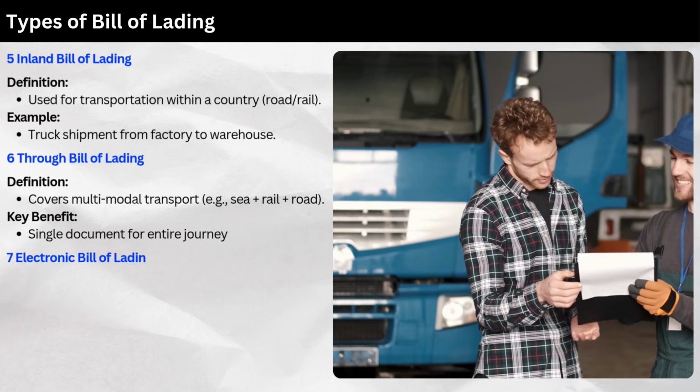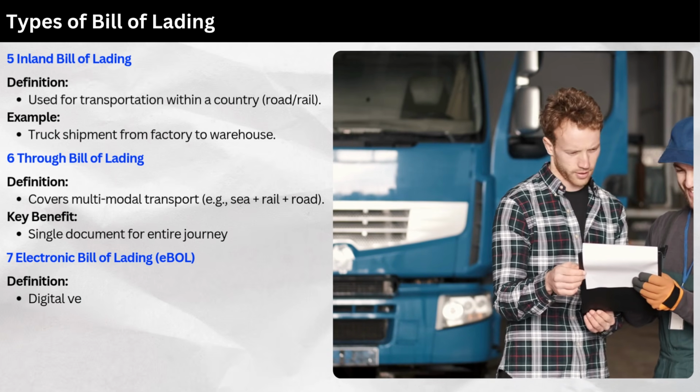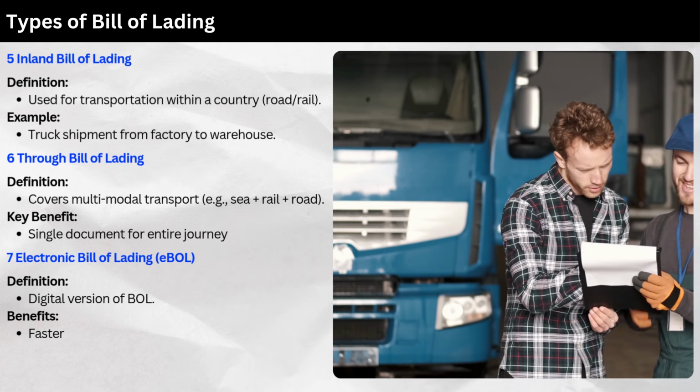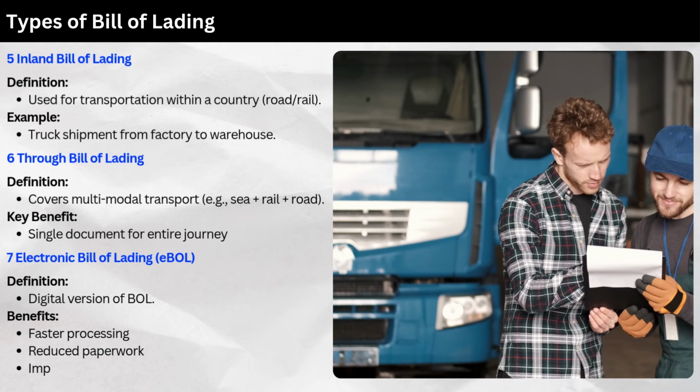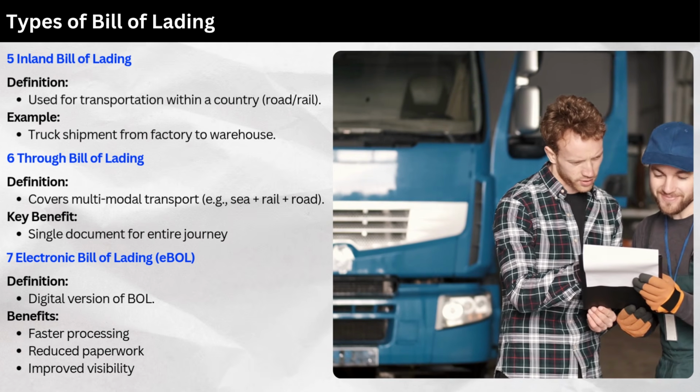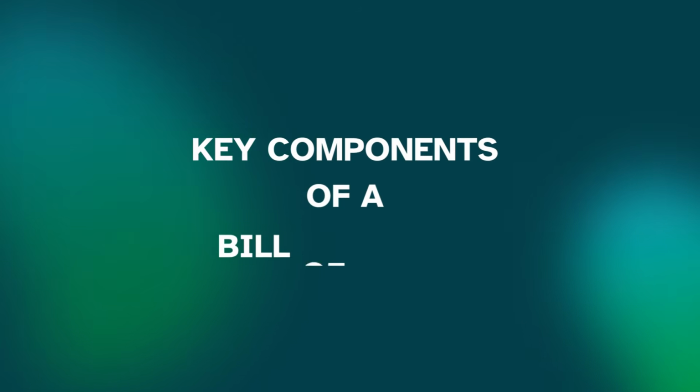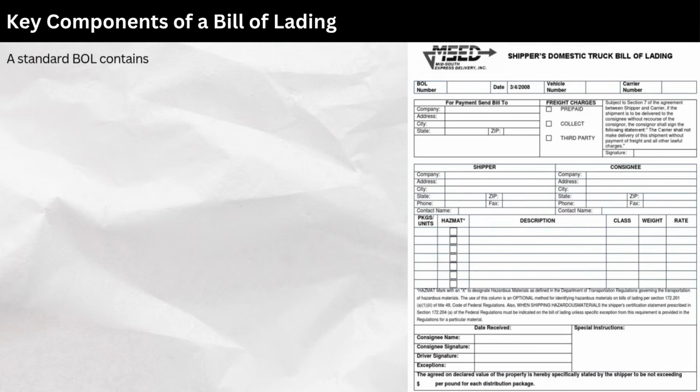7. Electronic bill of lading, EBOL. Definition. Digital version of BOL. Benefits. Faster processing. Reduced paperwork. Improved visibility. Key components of a bill of lading. A standard BOL contains several structured fields. Understanding each is essential for accurate interpretation.